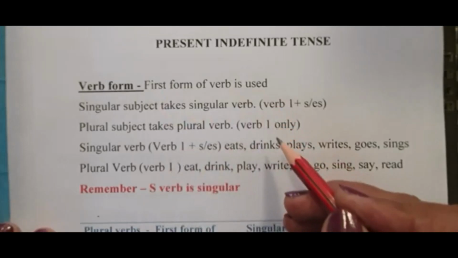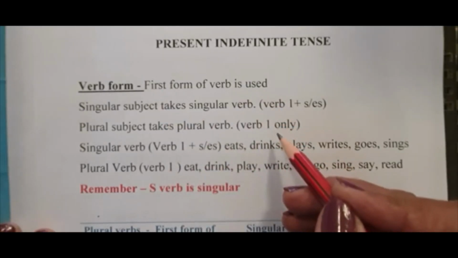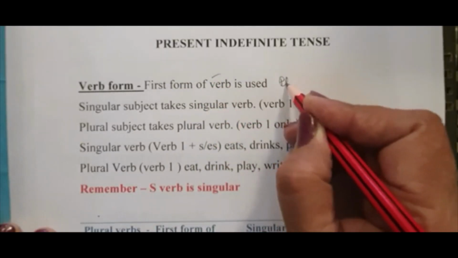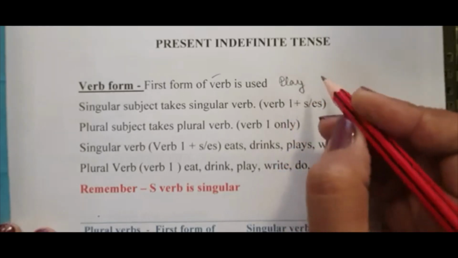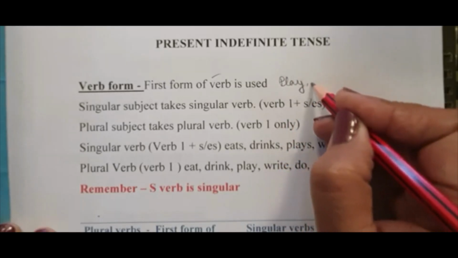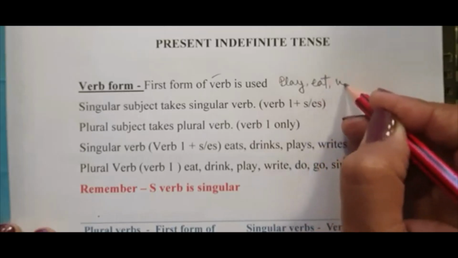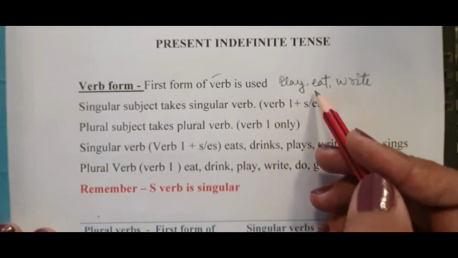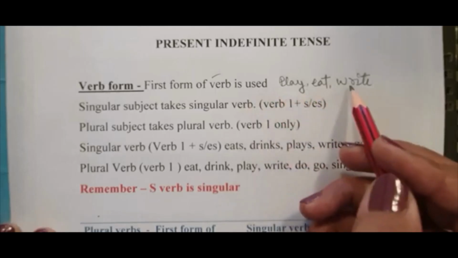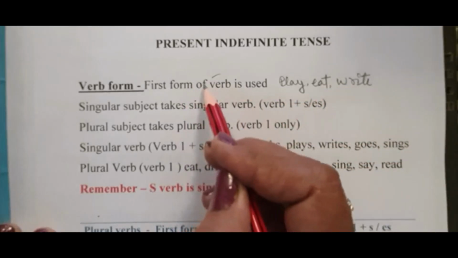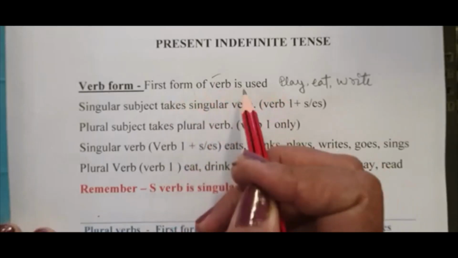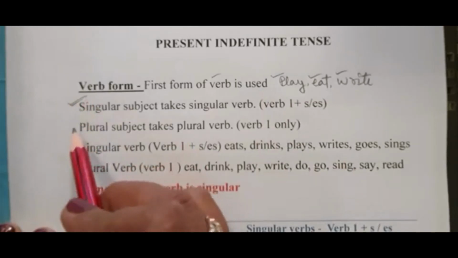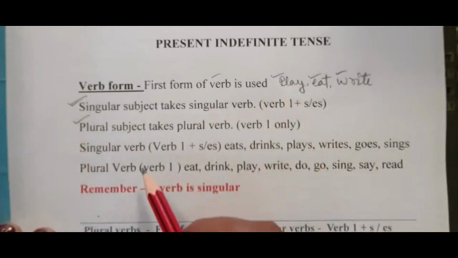Here you have to pay more attention because often students commit mistakes related to verb forms. For example, play, eat, write, and all these action words. The very basic form of these words is called first form of verb. And you should know all the forms of verb, then only you can use tenses very correctly. You should also know singular form as well as plural form of these verbs.